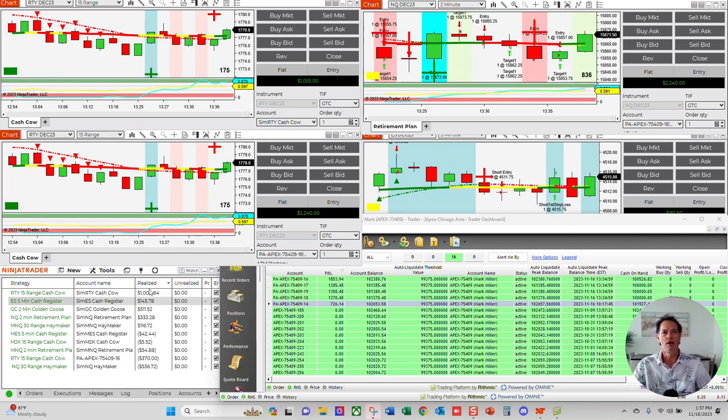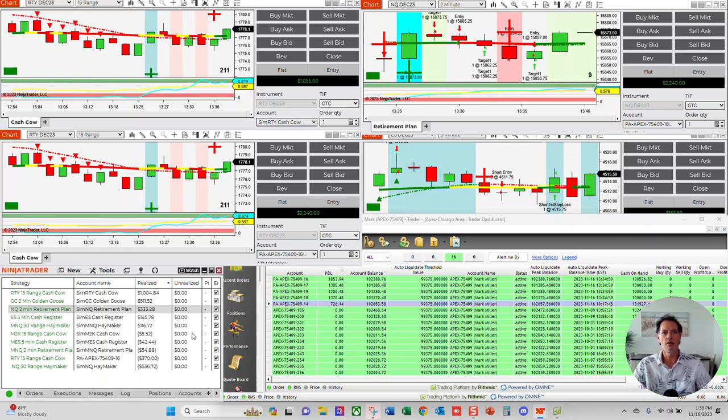So these automated strategies today, so far today, the Cash Cow is at $1,004. The Golden Goose made 511. Retirement Plan made 333. So that's how the automated strategies shook out.